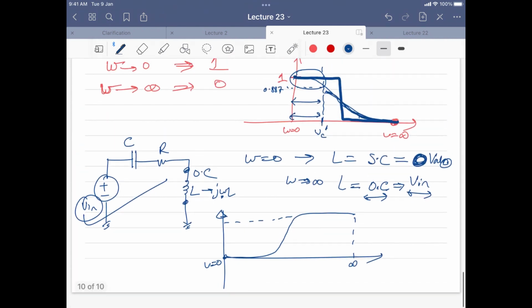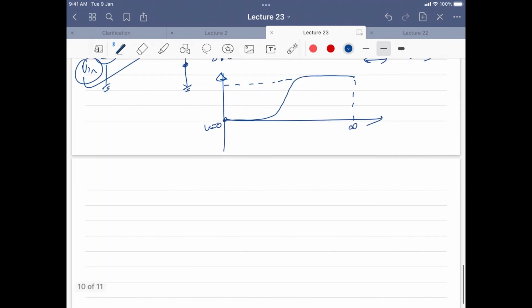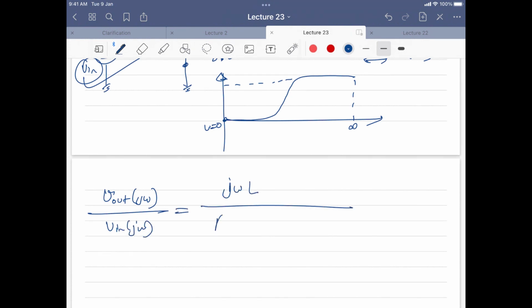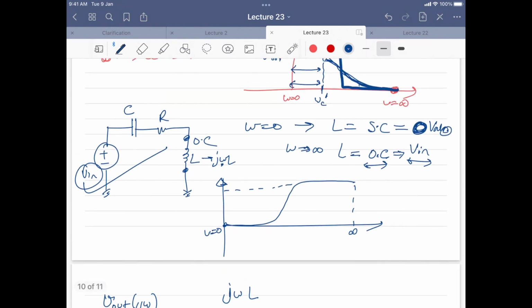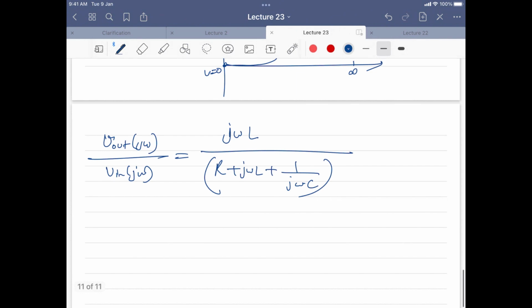And if you want to cross verify this with the expression, then you can write V out j omega by V in j omega as j omega L divided by R plus j omega L plus 1 by j omega C. So this is simply the voltage division across the inductor. If you simplify this, what you will get as the answer is, again, an exercise for you. It will give you this answer.